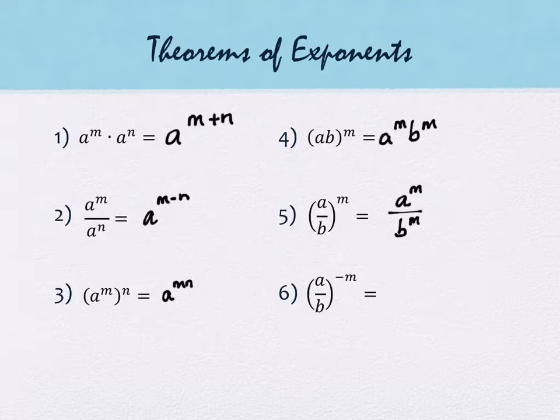Number 6 is interesting. It looks a lot like 5. It's just got a negative exponent instead of a positive exponent. So not only does it distribute, but it also flips it to make the negative sign not negative. So anytime we raise something to a negative, again, I'm going to explain more why this works in a minute, but anytime we raise something to a negative, it flips fractions upside down. So this actually becomes b to the m over a to the m.